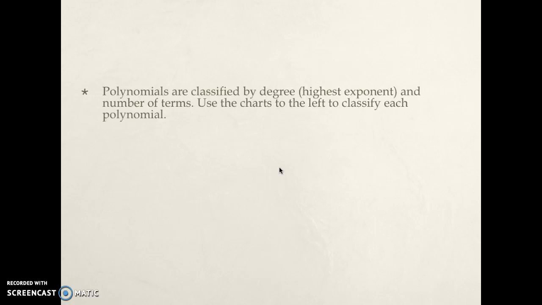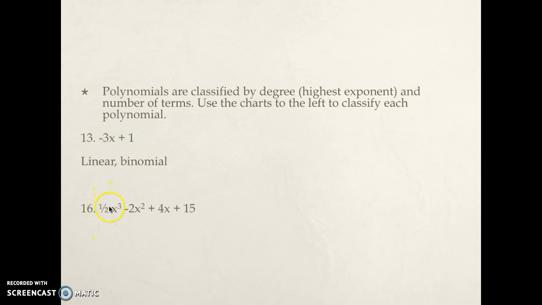Polynomials are classified by the degree, or the highest exponent, and the number of terms. Use the charts to the left of your sheet to classify each polynomial. So our first one is -3x plus 1. Well, we notice that this has a degree of 1 because there is a variable here, so it still has a degree of 1. So we know that it is linear, and it has two terms, so it's binomial. It's linear and binomial.